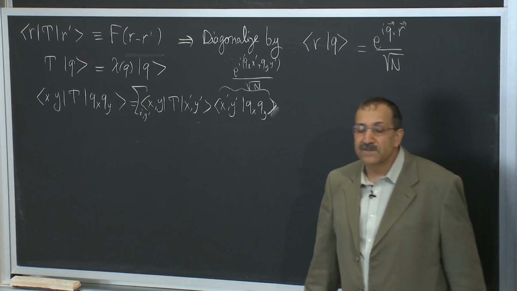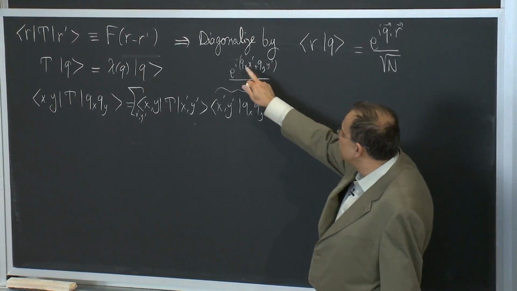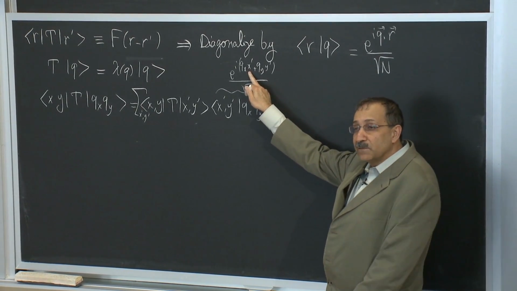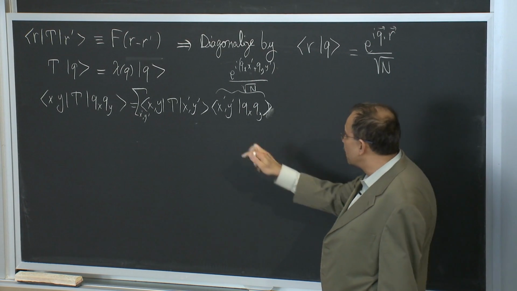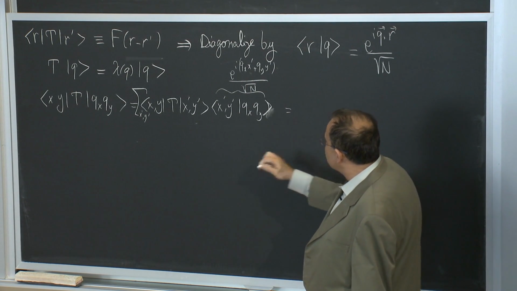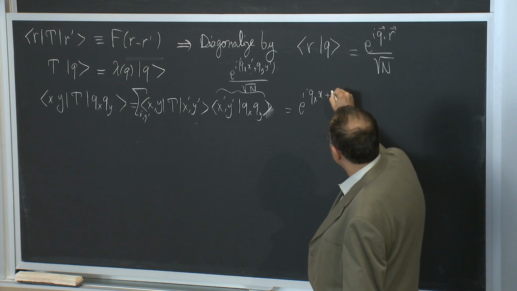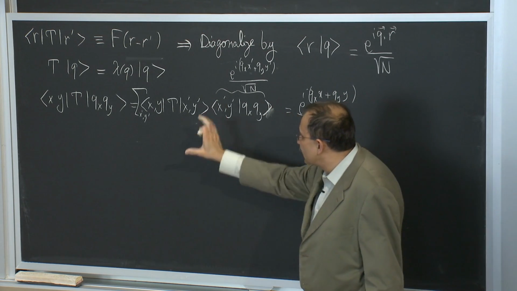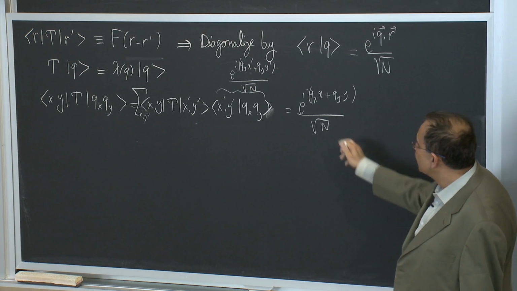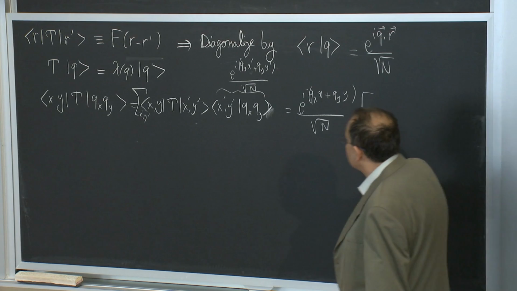Because this is a set of delta functions, what does it do? It basically sets x prime either to x plus 1 or x minus 1, y prime either to y or y minus 1. You can see that you always get back your e to the i qx x plus qy y with a factor of root n. So essentially, the delta functions just change the x primes to x.